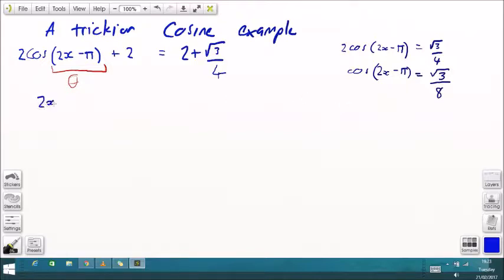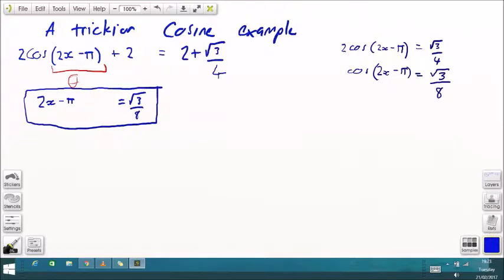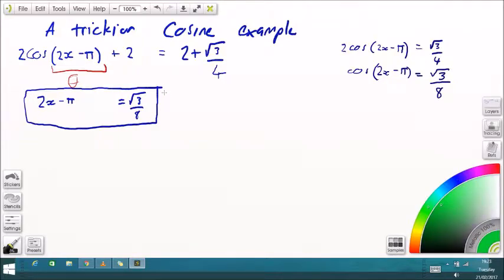Right, so we've got our theta by itself, so that's 2x minus pi. That's going to be equal to root 3 over 8. Right, this is our particular solution just here. So that means that 2x minus pi is equal to, and I'll just plug in the general solution part here, plus, okay, so there's a mistake.